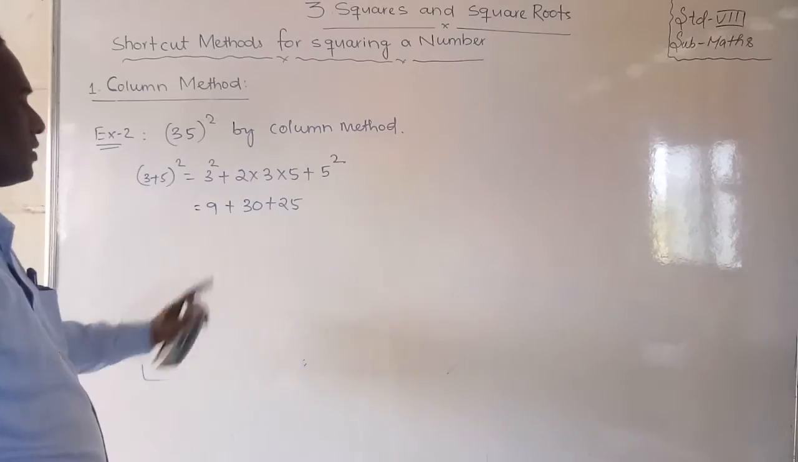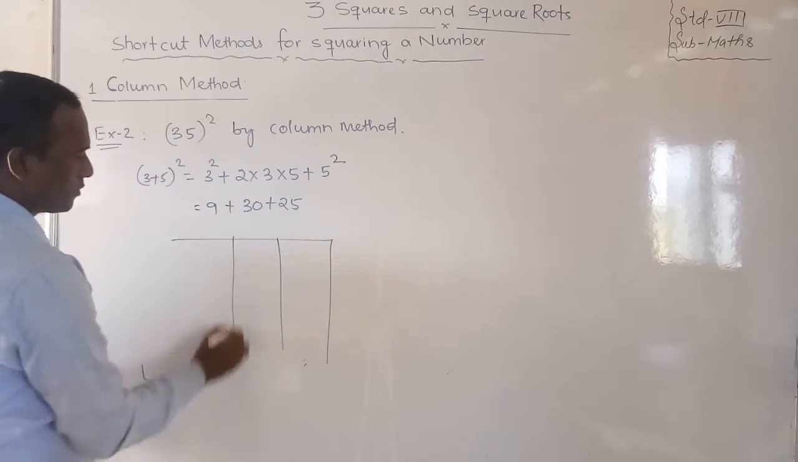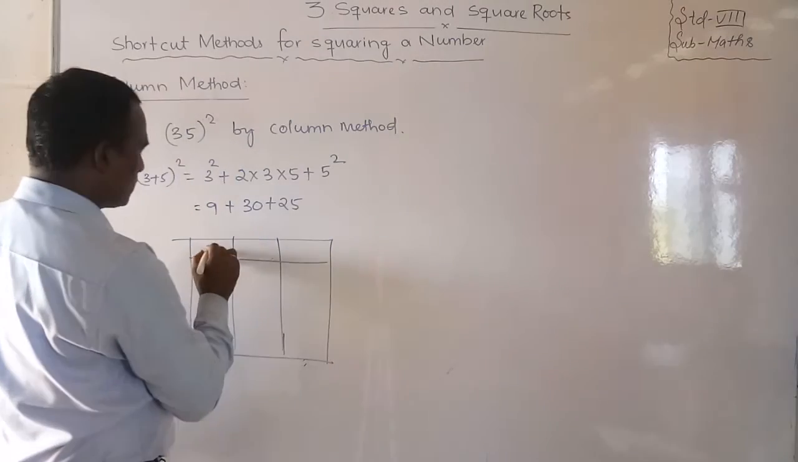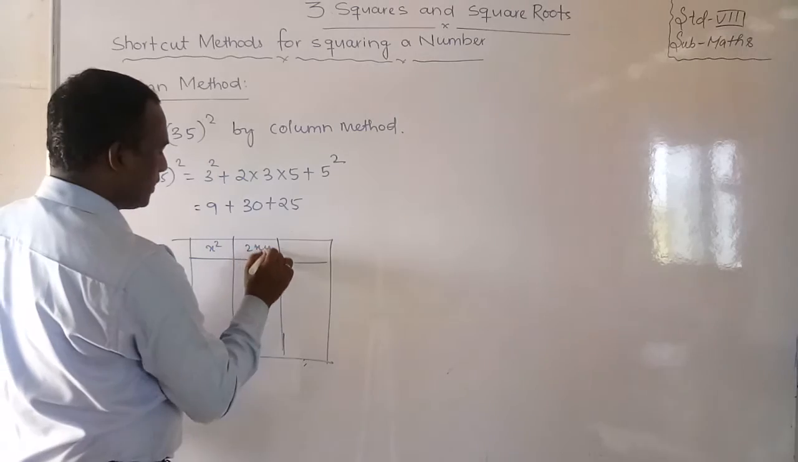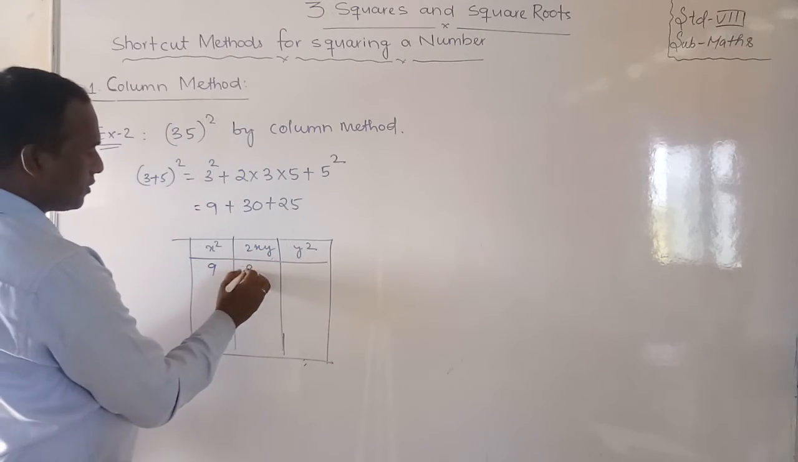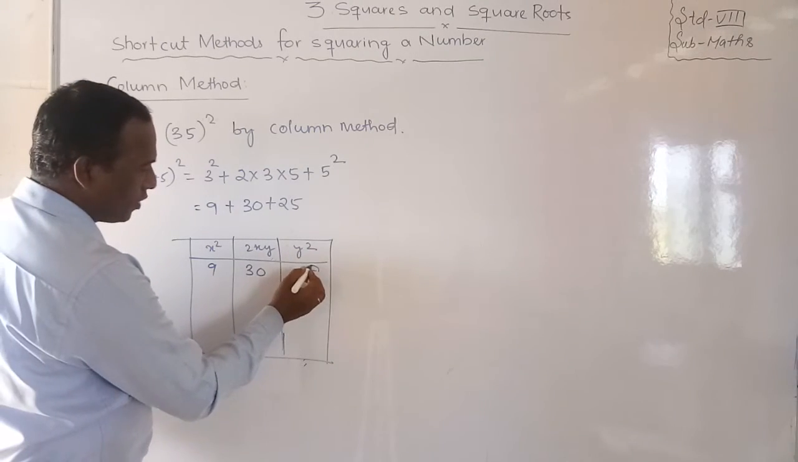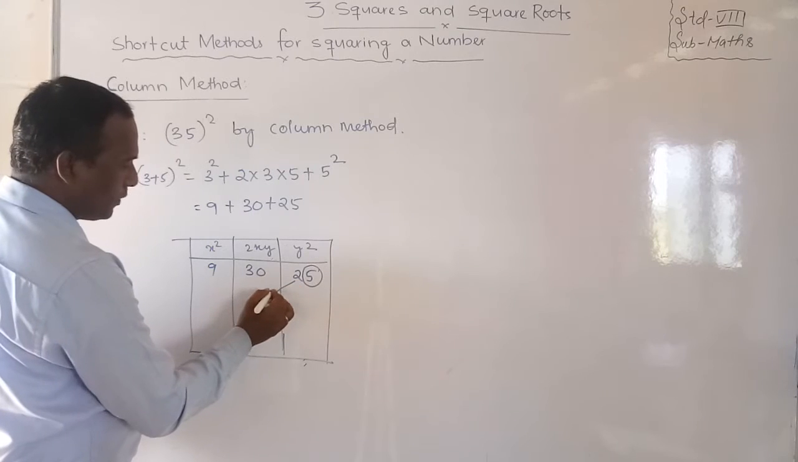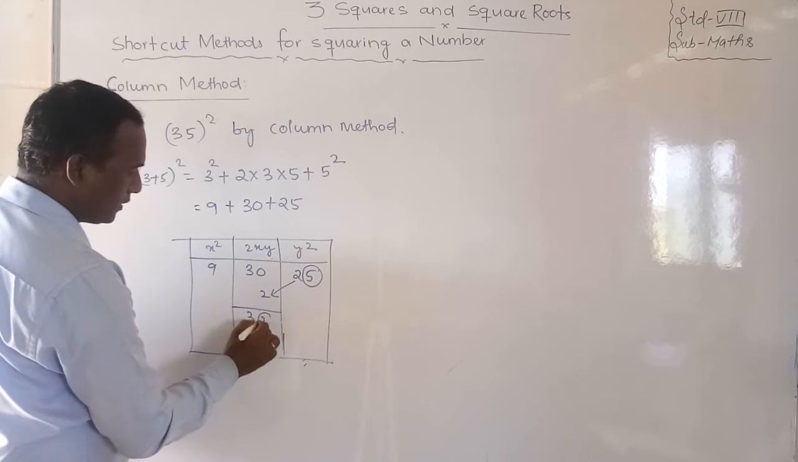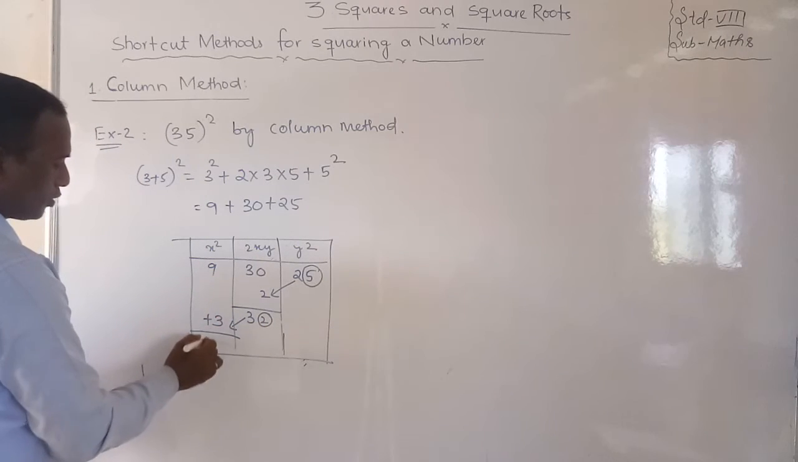Okay. Now the column method you have to use. Make it column. This is x square. This is 2xy. This is y square. Okay. So put that value 9, 30 and 25. So what do you have to do? The first value you have to keep rounded, and this 2 bring here, 2, 32. Here this is rounded. This will come to here, 3 will add, 12.